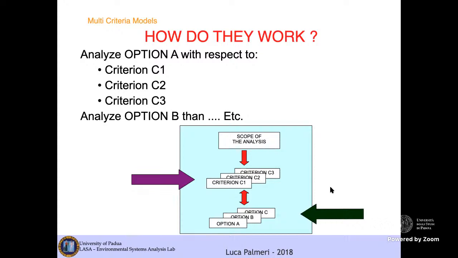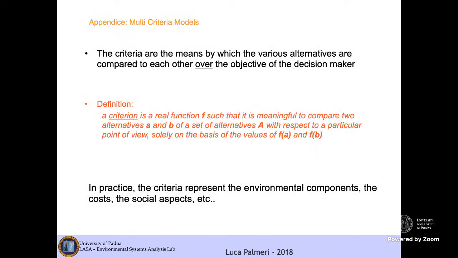Analyze option A with respect to criterion C1 or criterion C2 or criterion C3. Analyze option B against each criterion, and so on. So we may say that the criteria are the means by which the various alternatives are compared to each other over the objective of the decision maker.